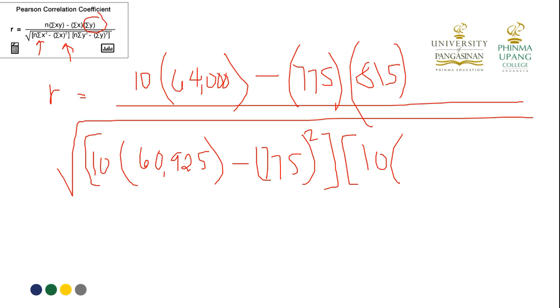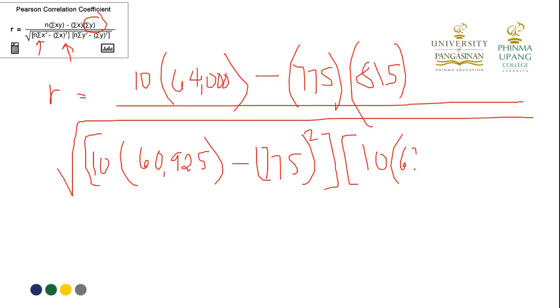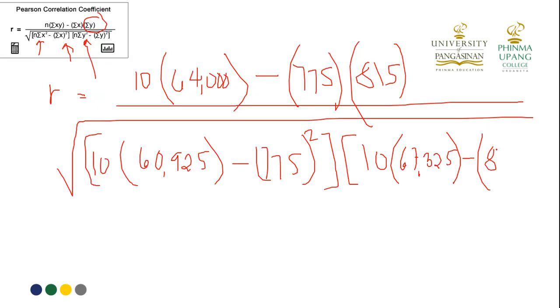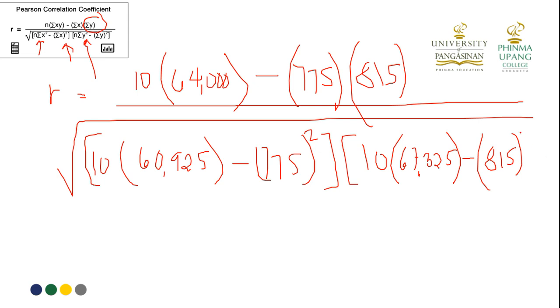And this is summation of y squared, 67,325. Then close minus kasi may minus po tayo doon. Tapos summation of y, 815. Tapos may squared ulit. Tapos close natin. Yan. So what is the value of r?